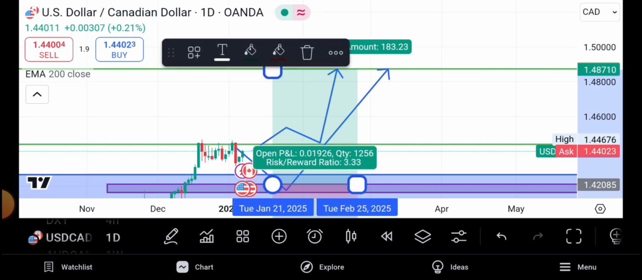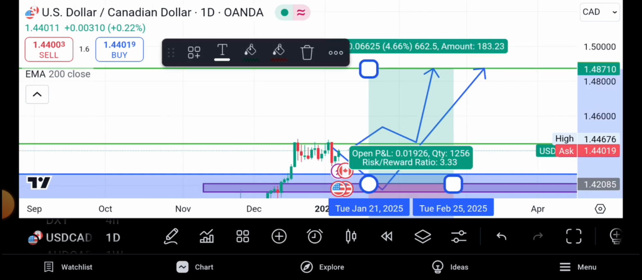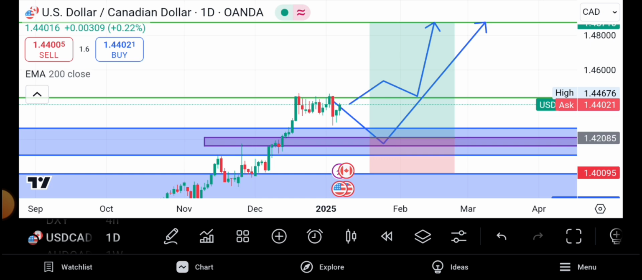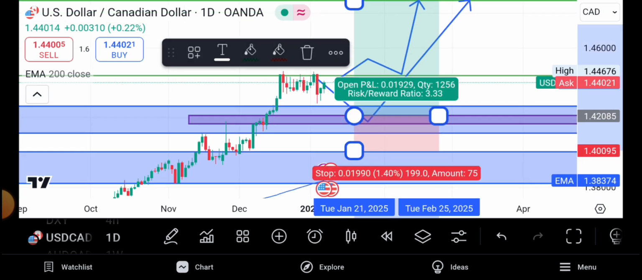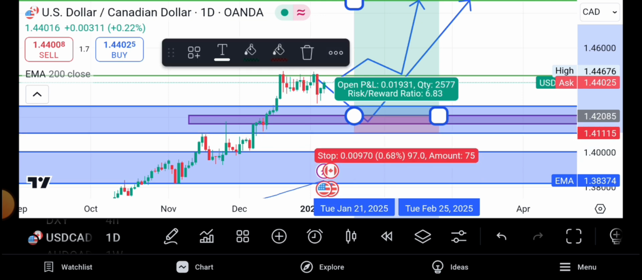Around how many pips? Around 662 pips, if it goes like that. Our stop loss will be below this point. So the ratio is 1:7 or 1:6.83.